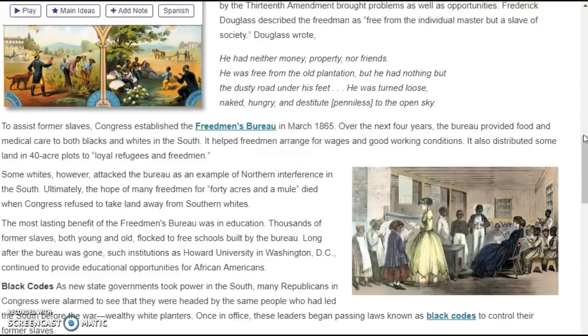Some whites, however, attacked the Bureau as an example of Northern interference in the South. Ultimately, the hope of many freedmen for 40 acres and a mule died when Congress refused to take land away from Southern whites. The most lasting benefit of the Freedmen's Bureau was in education. Thousands of former slaves, both young and old, flocked to free schools built by the Bureau. Long after the Bureau was gone, such institutions as Howard University in Washington, D.C., continued to provide educational opportunities for African Americans.